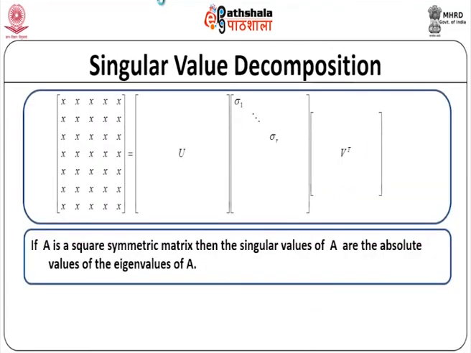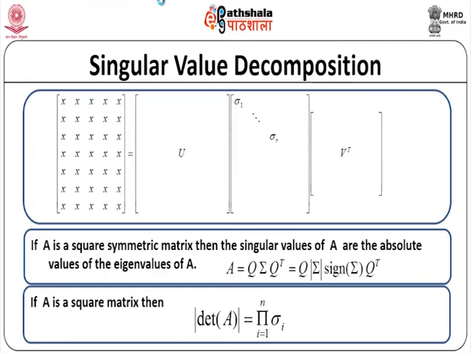If A is a square symmetric matrix, then the singular values of A are the absolute values of the eigenvalues of A. So, instead of taking sigma you can take the absolute value. If A is a square matrix, then the determinant of A is the product over i equal to 1 to n of sigma i.